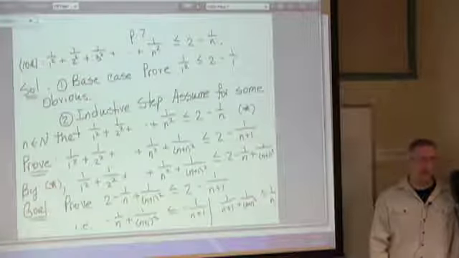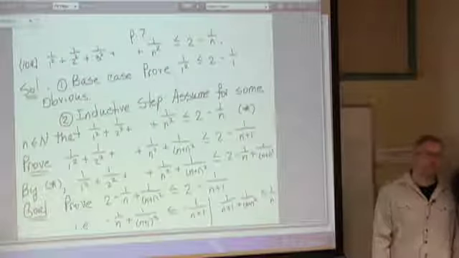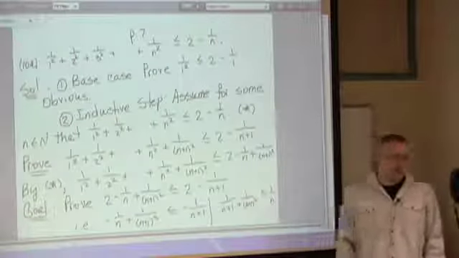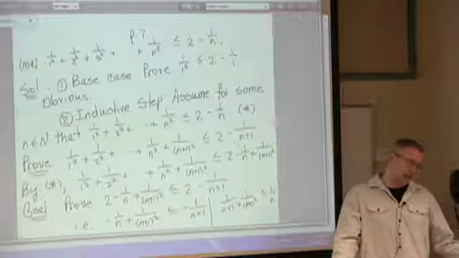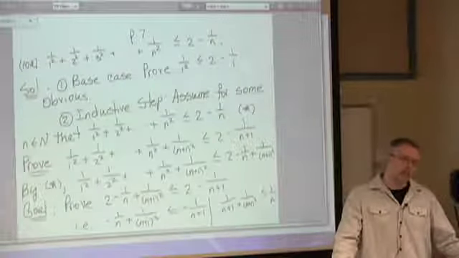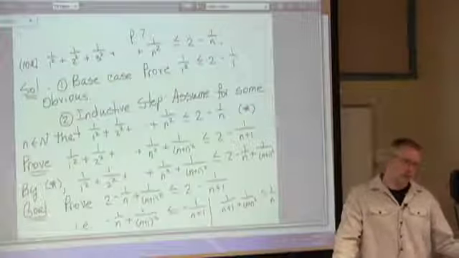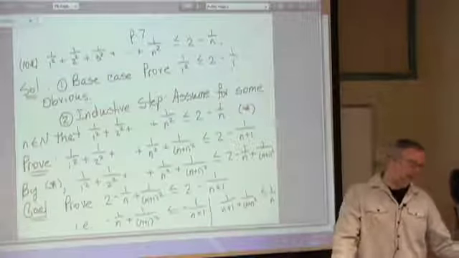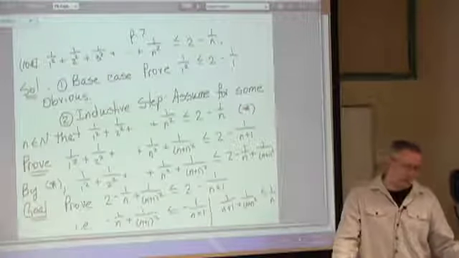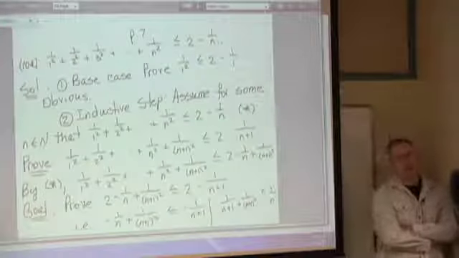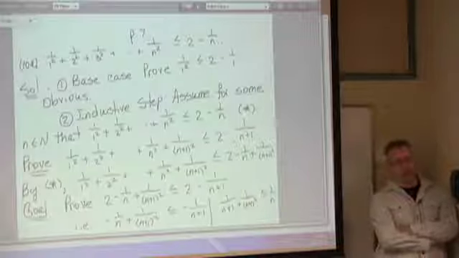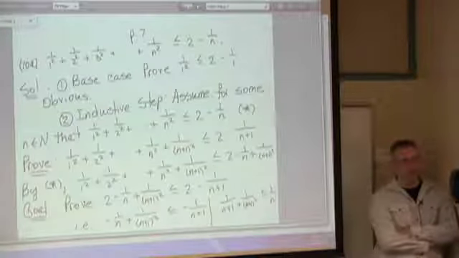So, for example, 1 is less than or equal to 2. If you take the reciprocals, then is 1 over 1 less than or equal to 1 over 2? No, it's not. Right? Reciprocals in general are only going to flip things, but when you've got sums and things like this, you can't just take reciprocals and hope things are going to work out. They generally don't.